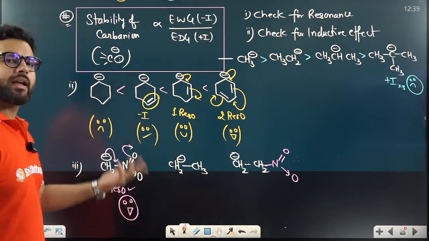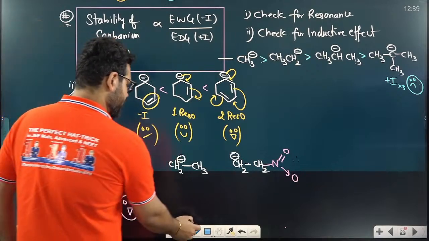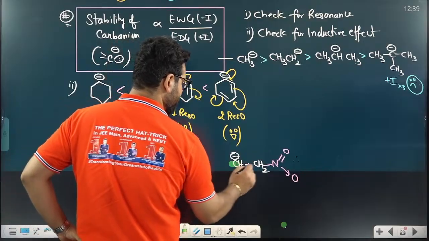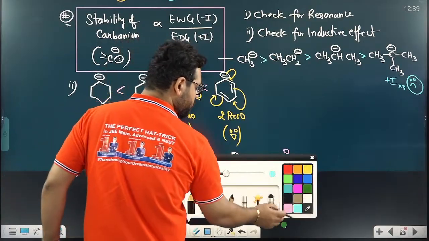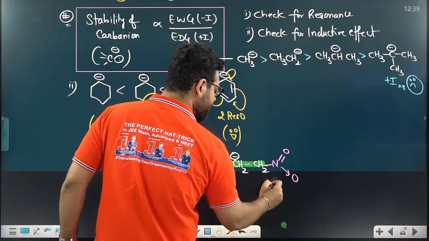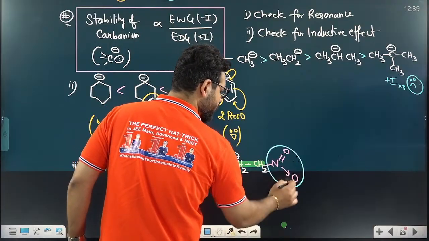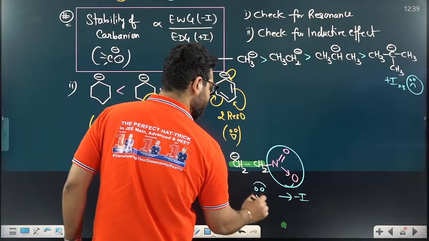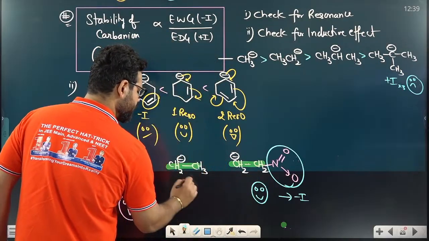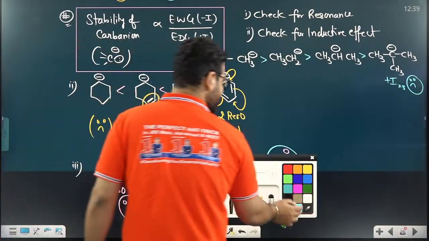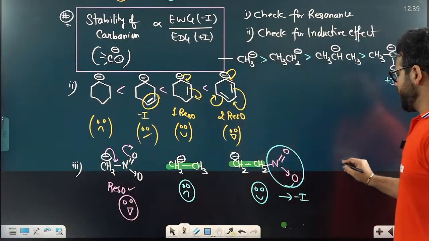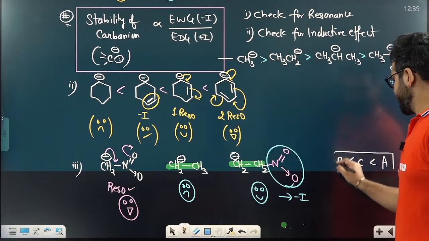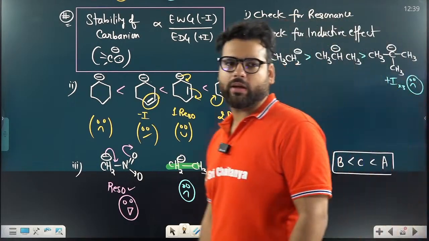Second versus third, check inductive. In inductive, you check the common part. The common part is two carbons. Here NO2 will apply a minus I effect, making it also good. This one is the worst. So the answer will be B the worst, then C, A the best: B, C, A. Okay, like this.